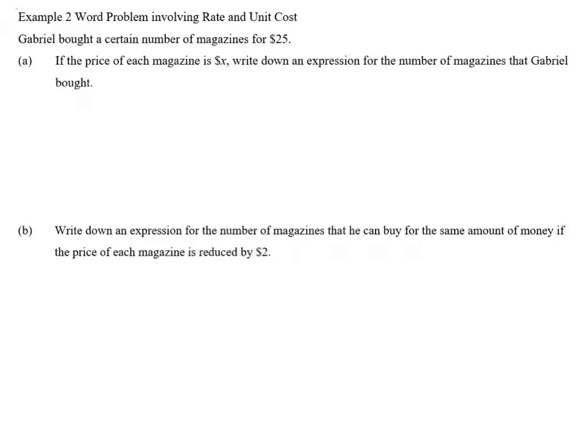So I know that one magazine costs me about X dollars. So if I have $25 and I want to find the number of magazines, I will take 25 divided by X times 1. So the number of magazines will be 25 divided by X magazines.